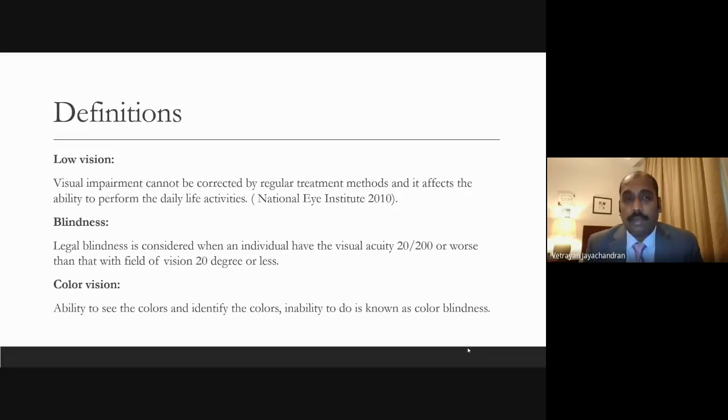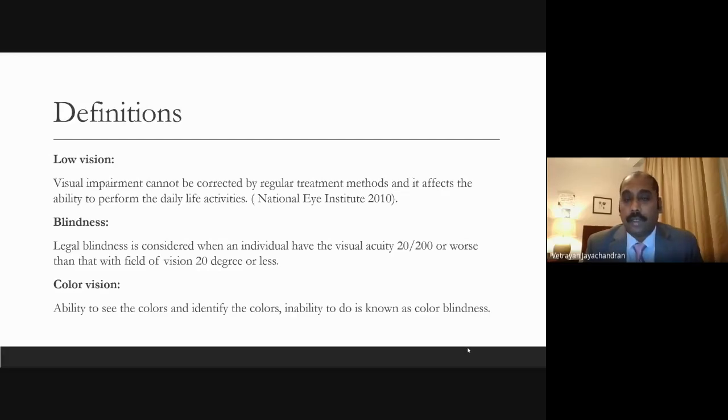What do we mean by low vision? Low vision is a visual impairment which cannot be corrected by regular treatment methods. Maybe you can give glasses or correct the refractive errors, but still the patient has some kind of difficulty in participating in daily life activities.